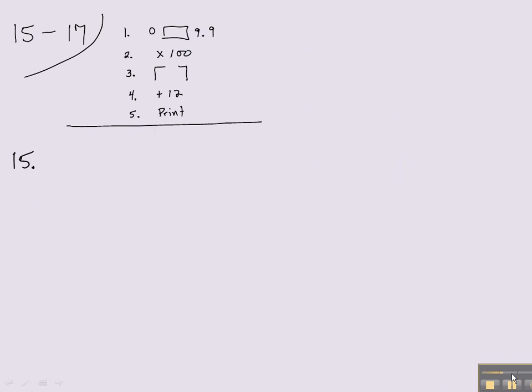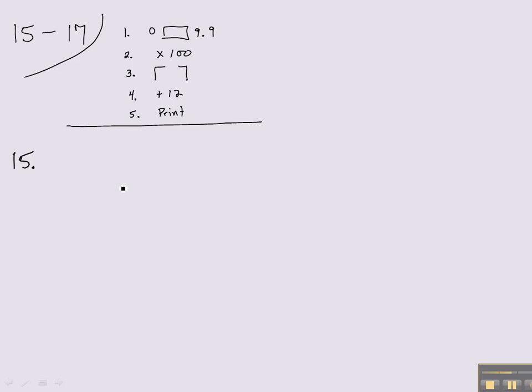All right, on number 15 through 17, we're asked to perform a sequence of steps on some number between 0 and 9.9. So number 1, the first step is to choose the number, multiply by 100. Then we're asked to determine the smallest integer greater than or equal to the number. Sometimes we just call that the ceiling and use these little brackets, but you don't have to use the brackets, just follow the instructions. And then we add 12 and then print. So let's look at 15.